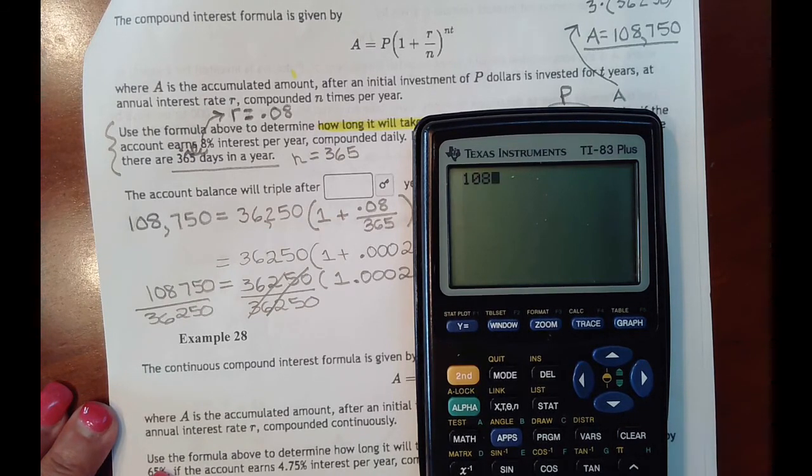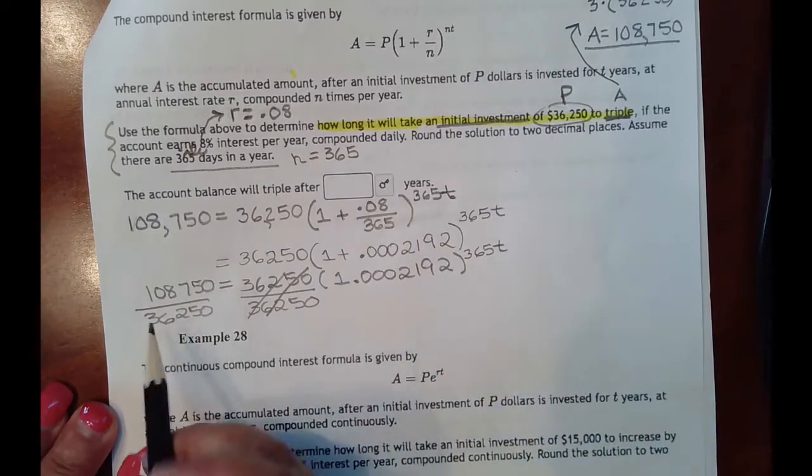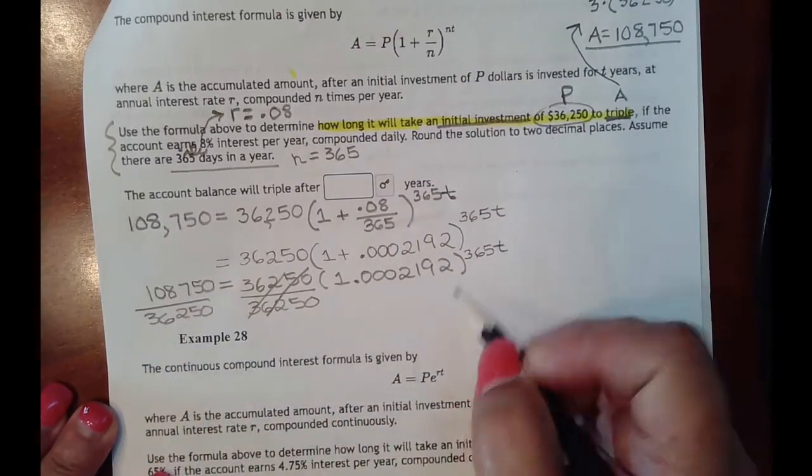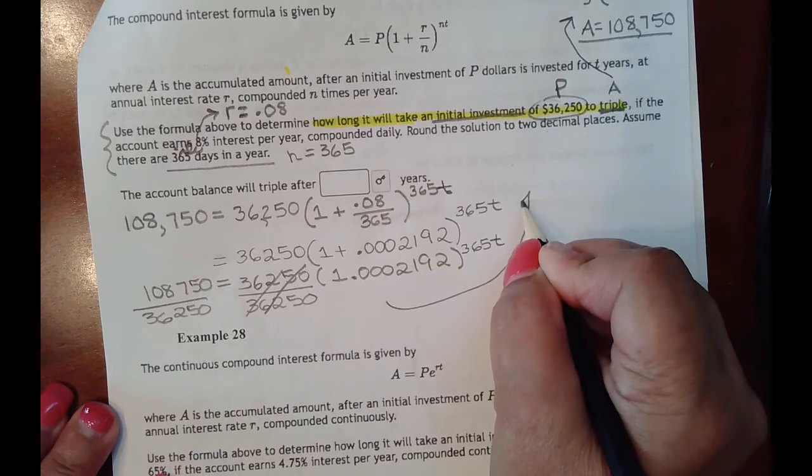Okay, so 108,750 divided by 36,250, and that gives us 3. 3 on the left right here. I'm going to finish the problem right up here.